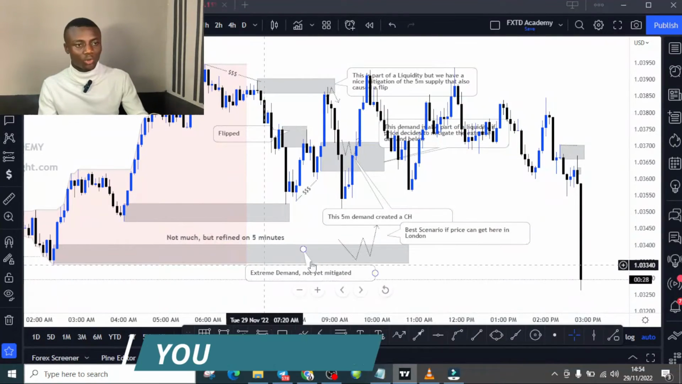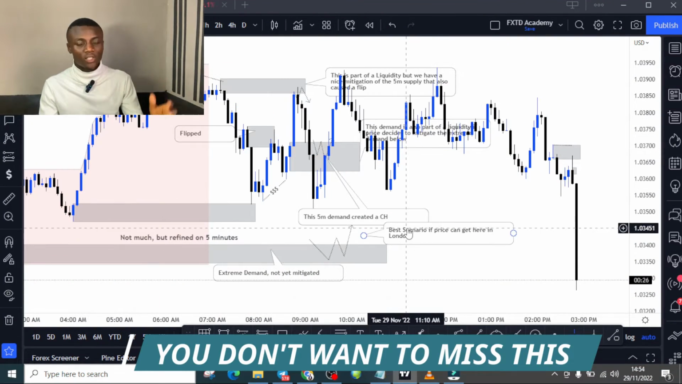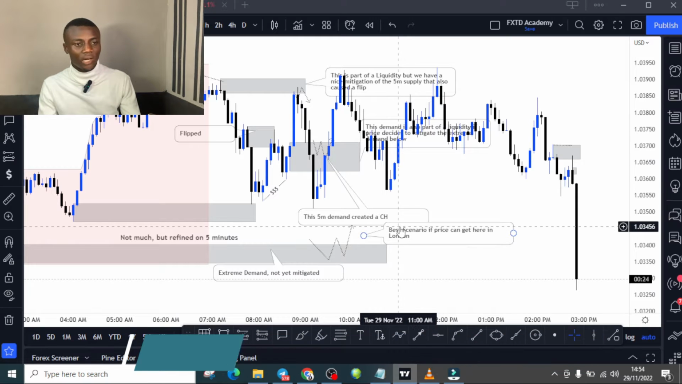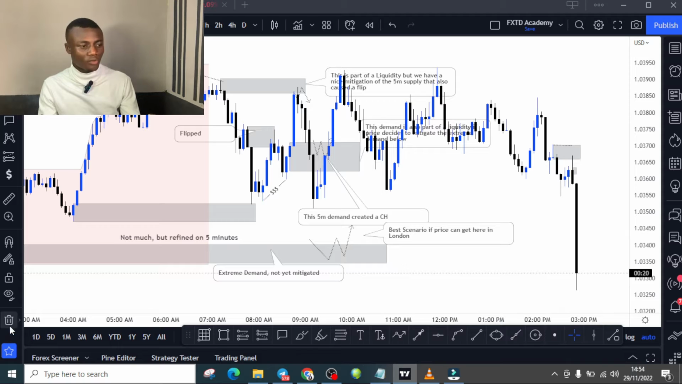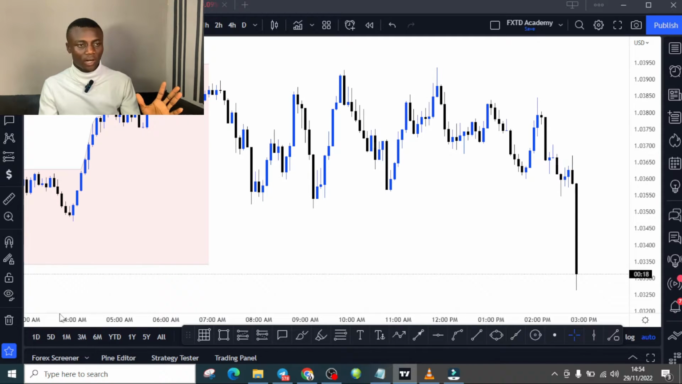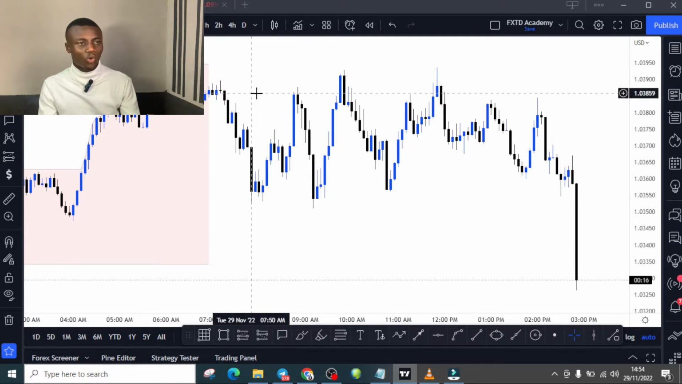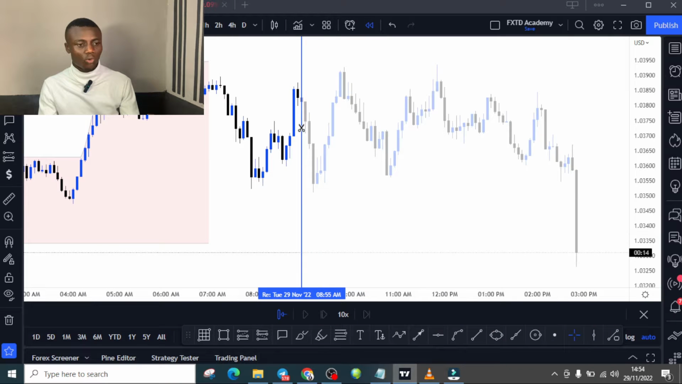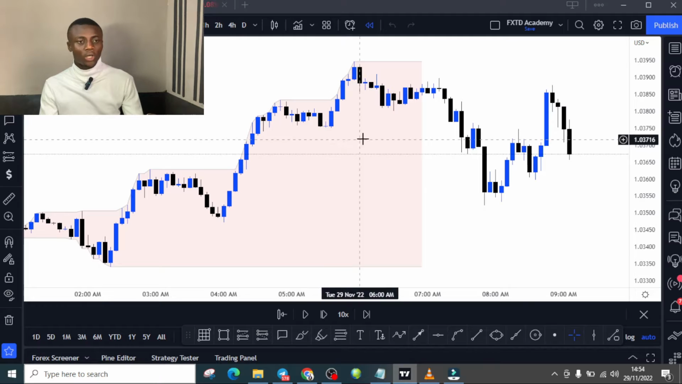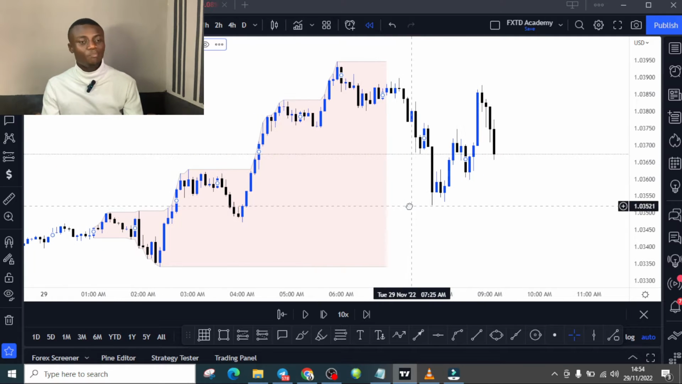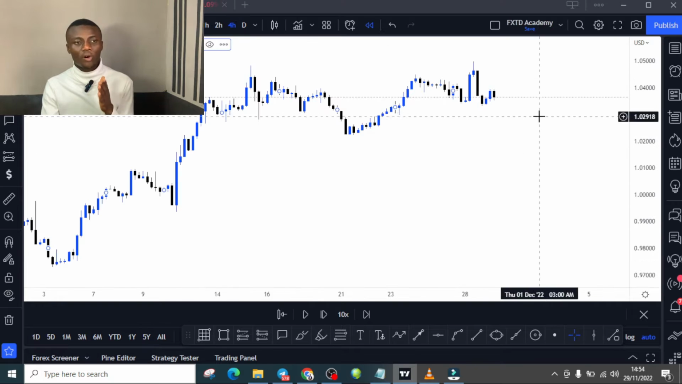Today, what I'm going to do is very simple. So basically, I'm actually going to wipe this off so that we can have a clear chart. Right. So what I'm going to do now, I'm going to cut this off to London Open. All right, so it's very simple. All you have to do is we have to first analyze from the 4-hour time frame.